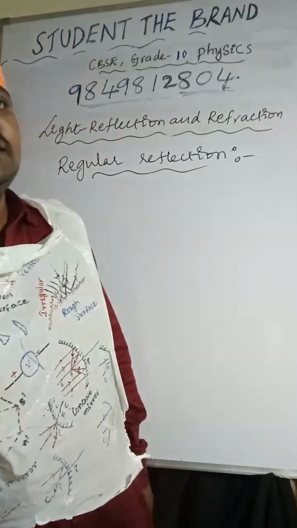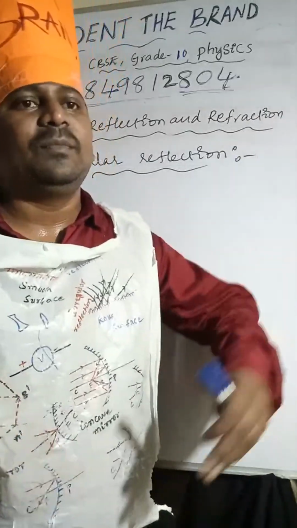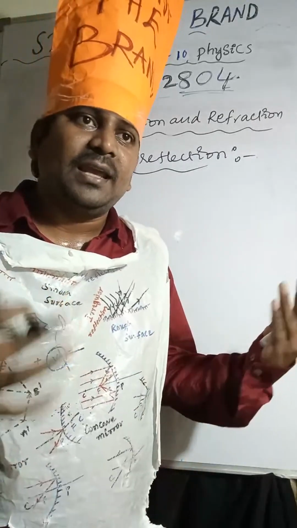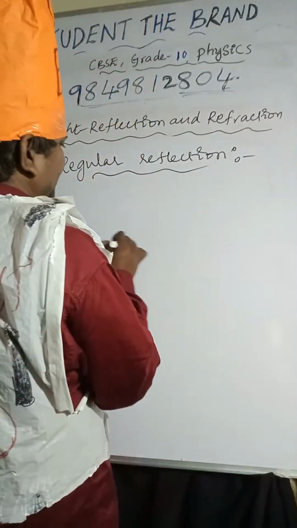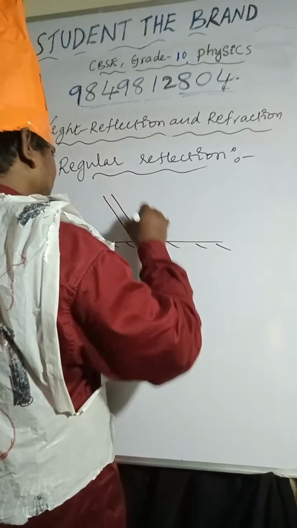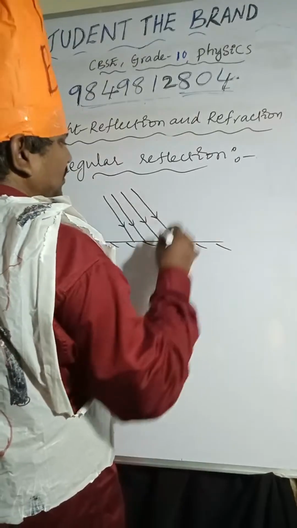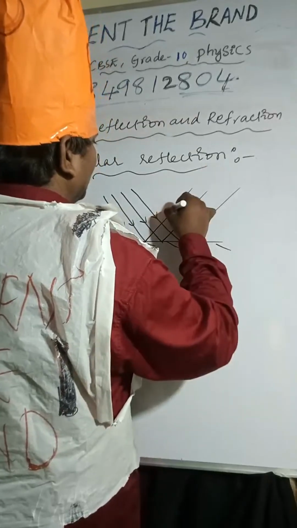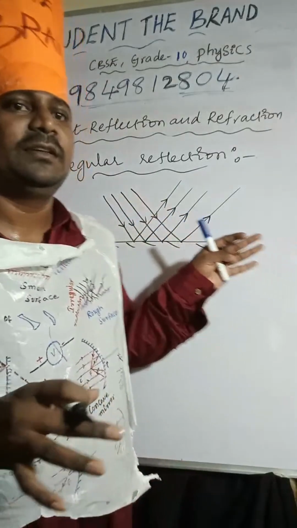Coming to regular reflection: if the incident light rays are parallel, then the reflected light rays are also parallel to each other. This type of reflection is called regular reflection. Coming to irregular reflection, incident light rays are parallel, but reflected light rays are not parallel to each other.